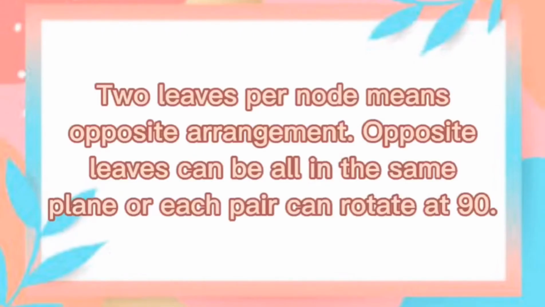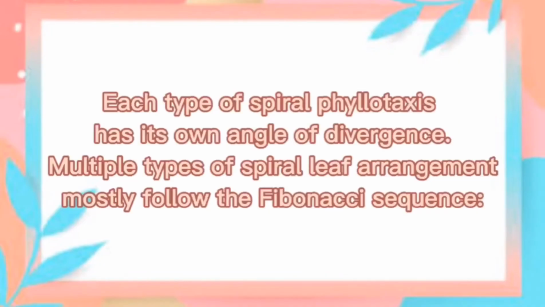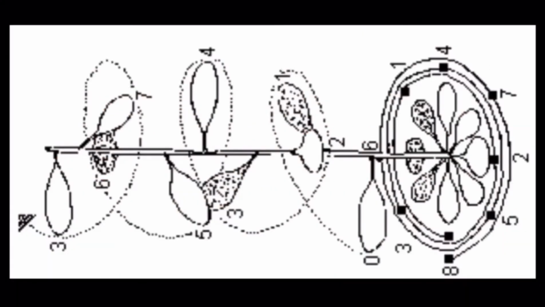Two leaves per node means opposite arrangement. Opposite leaves can be all in the same plane or each pair can rotate at 90 degrees. This is a sample of leaf arrangement. Each type of spiral phyllotaxis has its own angle of divergence. Multiple types of spiral leaf arrangement mostly follow the Fibonacci sequence. This is a sample of the Fibonacci sequence.